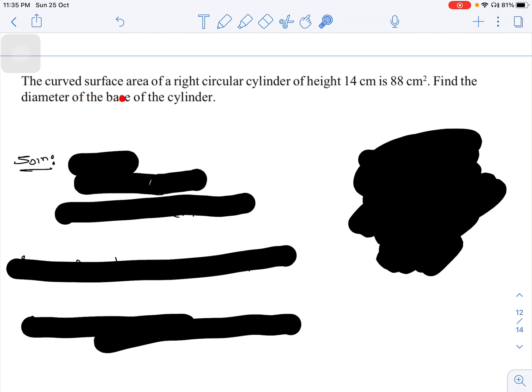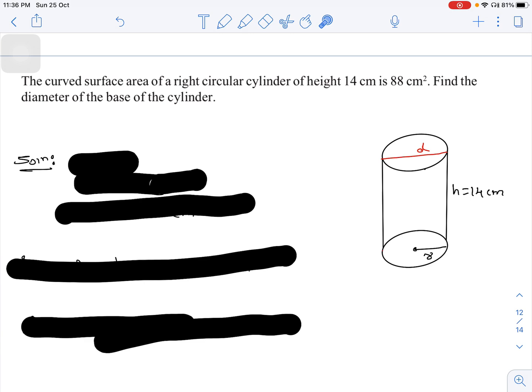It is given that the curved surface area of a right circular cylinder of height 14 centimeter is 88 centimeter square. It means that height is 14 centimeter and CSA is 88 centimeter square. We have to find the diameter of the base of the cylinder. Okay, so let us draw one figure for our convenience. So let this one be the required cylinder, where this is representing r, and we have to find the value of diameter. Diameter is nothing but double of radius. We know the relation that diameter is double of radius. So for finding diameter, first we have to find the radius.